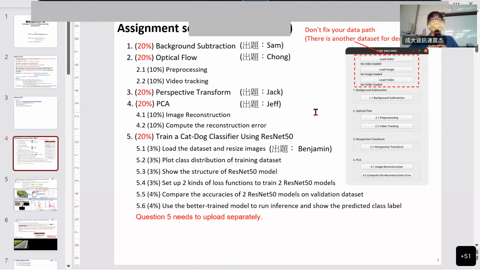And homework 2 has 5 questions. Each question has 20 scores. And this is the GUI example. Don't fix your data path. There is another data set for demonstration. And question 5 needs to be uploaded separately. Question 5 GUI sample will be shown later.